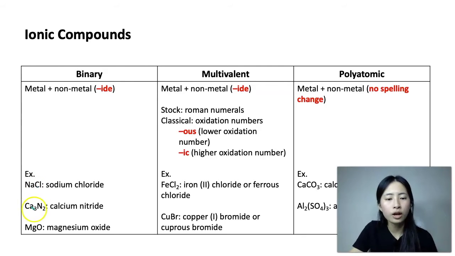Moving on to calcium nitride, calcium is found in group 2 of the periodic table, therefore it must carry a charge of +2. Nitrogen is found in group 5, therefore it must carry a charge of -3. Crossing over results in Ca3N2 for calcium nitride.